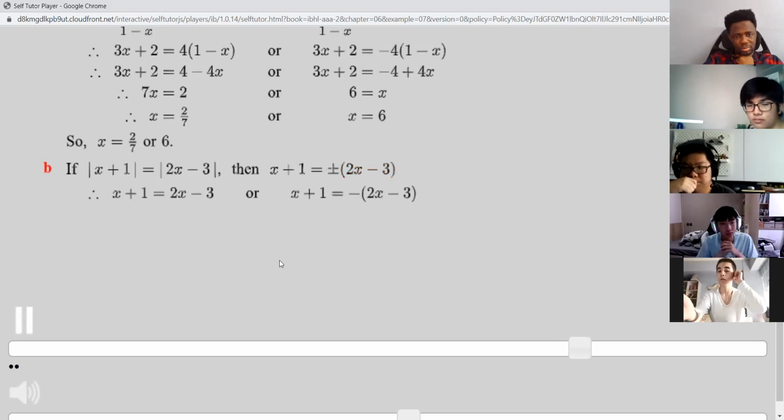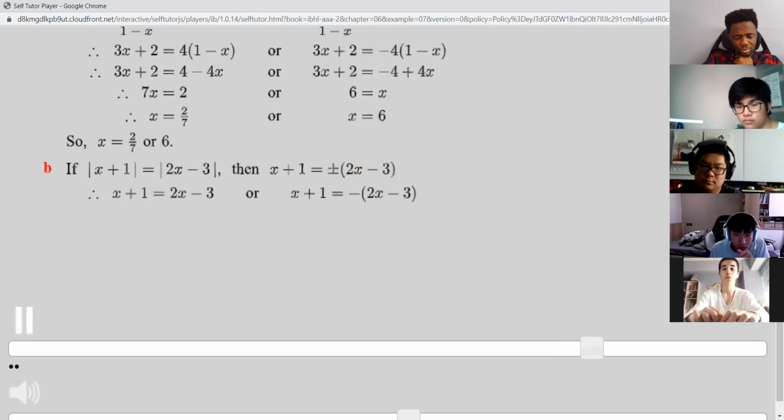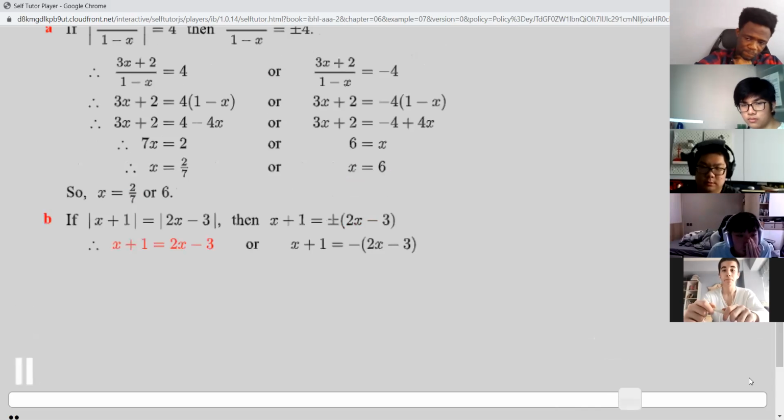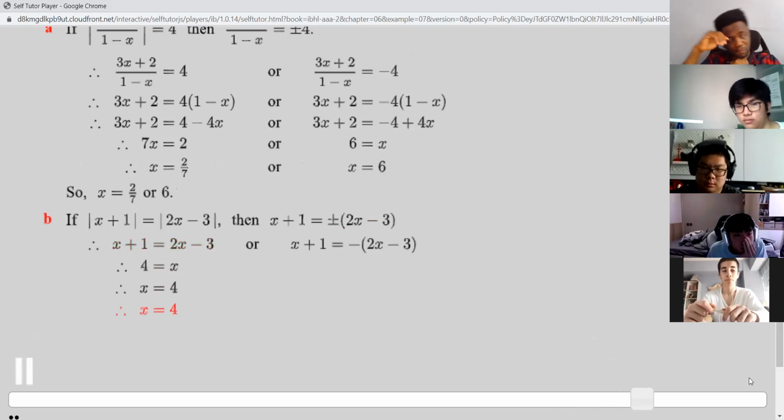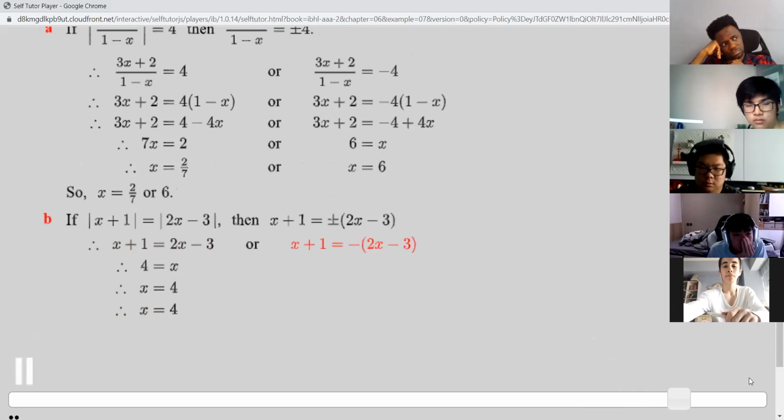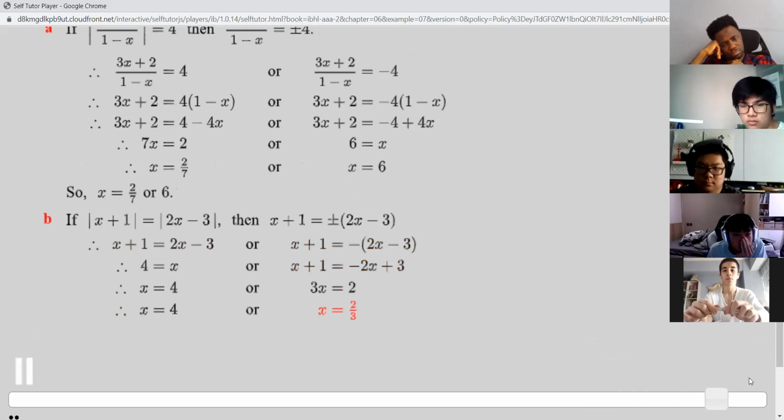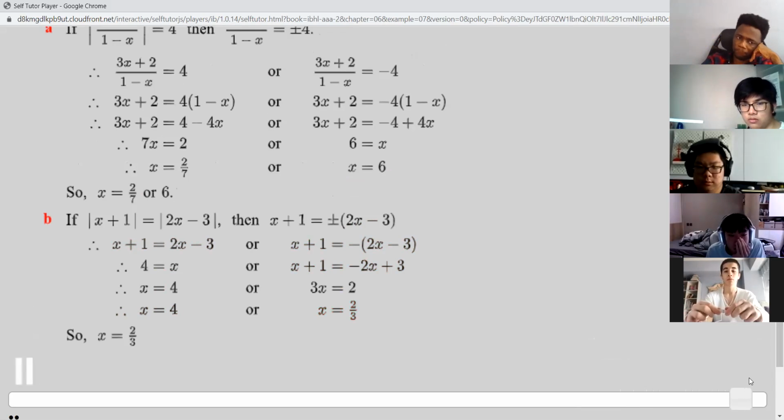We can split this into two separate equations, each giving a possible solution. First, suppose the expressions are equal. We have a linear equation to solve for x. Next, suppose one expression is the negative of the other. We expand the brackets, then solve the linear equation for x. So, x is 2 over 3, or 4.